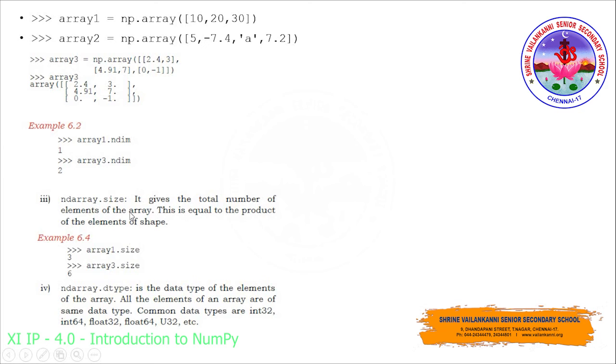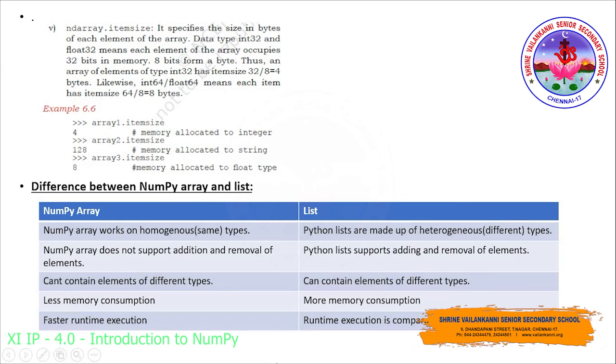And as usual, size of the array helps you to retrieve the number of elements which you can store in the array. In array 1, you have 3 elements, so that 3 will be retrieved here. In array 3, totally you have 6 elements, so that 6 will be retrieved. So all the other attributes work in a similar way.